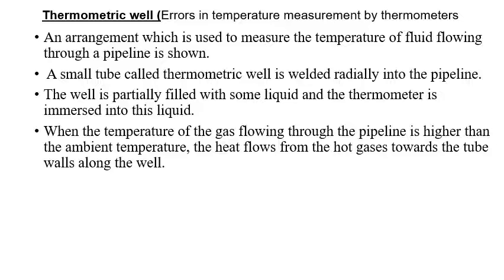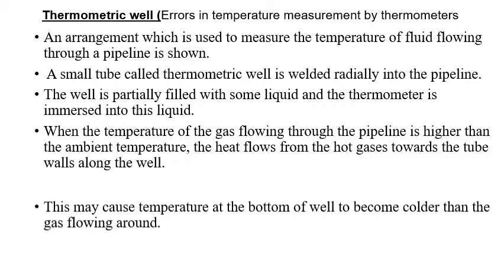When the temperature of the gas flowing through the pipeline is higher than the ambient temperature, the heat flows from the hot gases towards the tube walls along the well. I told that one, that is due to conduction. There will be heat loss which is occurring, and because of that there will be an error that is going to happen in our measurement.